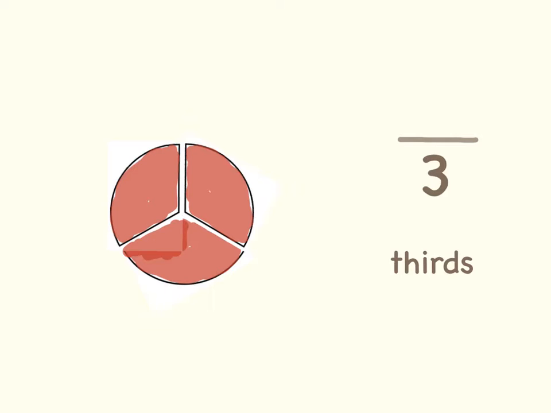Now that pie is cut into 3 equal pieces. That's very important with fractions. The pieces have to be the same size. They have to be equal pieces. This pie is cut into 3 equal pieces. As you can see in the denominator, we call that thirds.